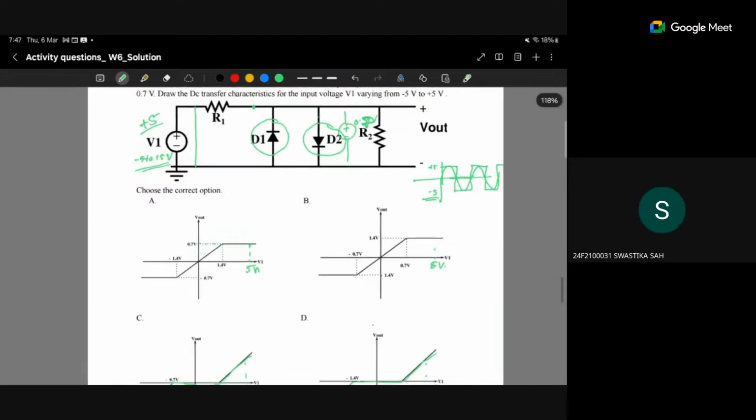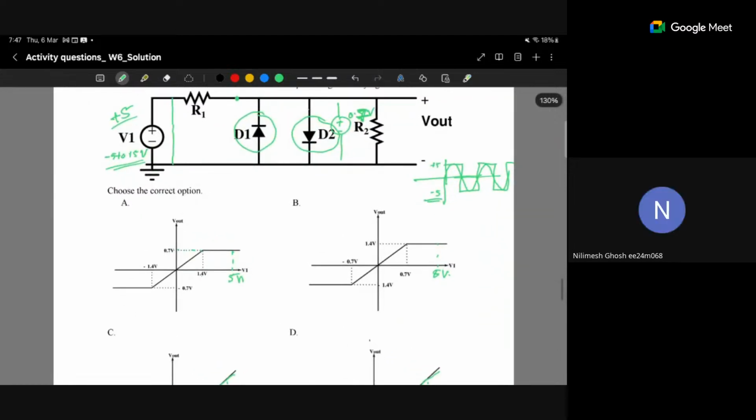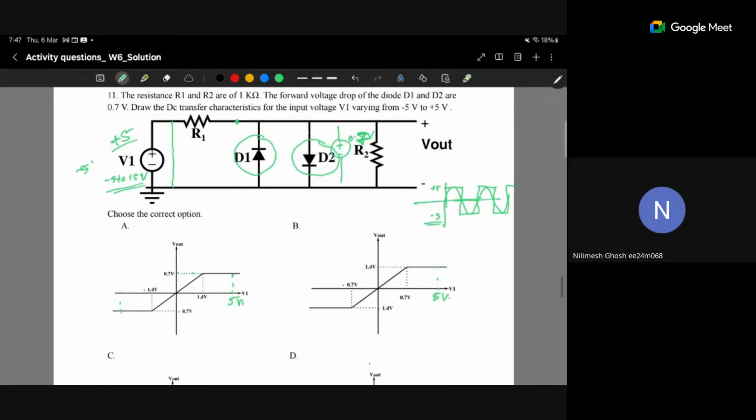In the same way, if we give minus 5 volt here, we'll get the voltage here as plus minus 0.7, then that V out will be minus 0.7 volt. So here we can say that this is minus 0.7 volt. Now what will happen in between 0 to 5 and 0 to minus 5? We got the answer, but now we have to analyze these things.